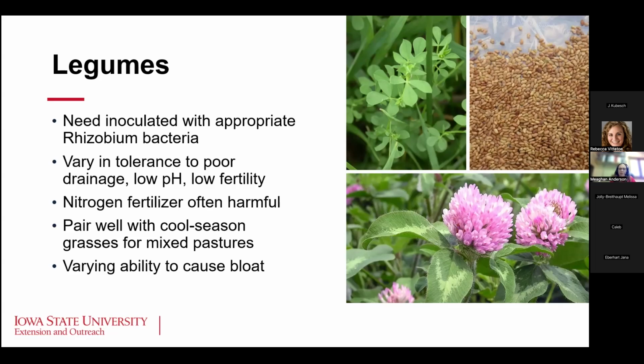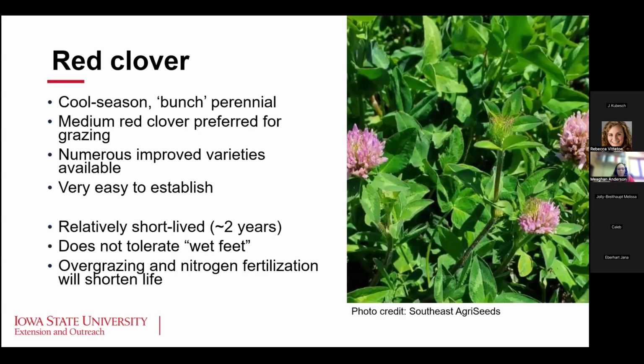And then they also have a varying ability to cause bloat, which I'll talk about just a little bit with each species. And so we'll cover 3 species here, the first of which is going to be red clover. Again, a cool season bunch type perennial. It's not going to spread by rhizomes or stolons.